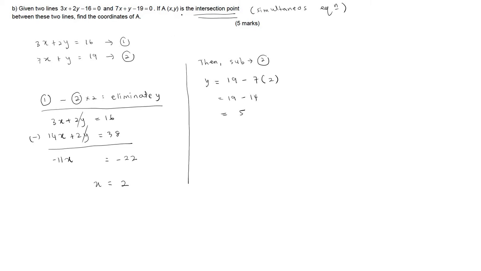But the question asks us to find the coordinates of A. A is (x, y). So the coordinates of A is (2, 5). And that is the correct answer.